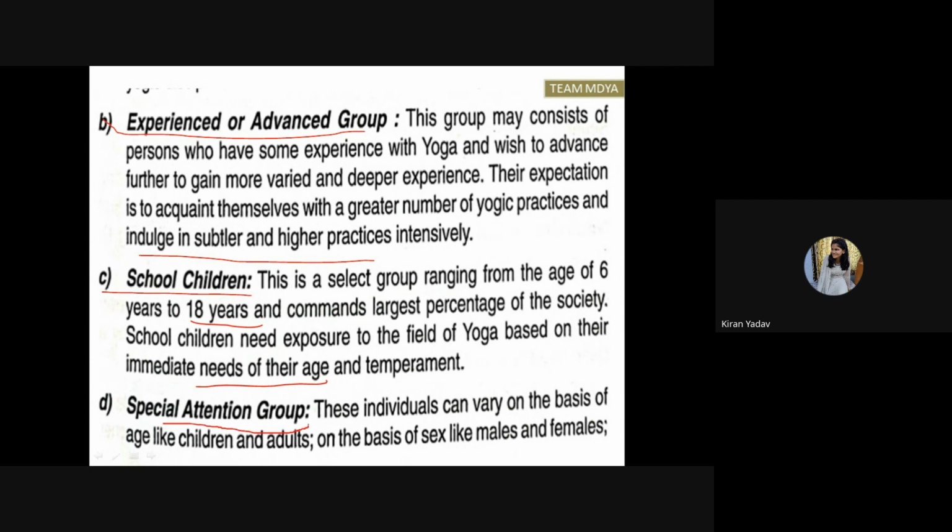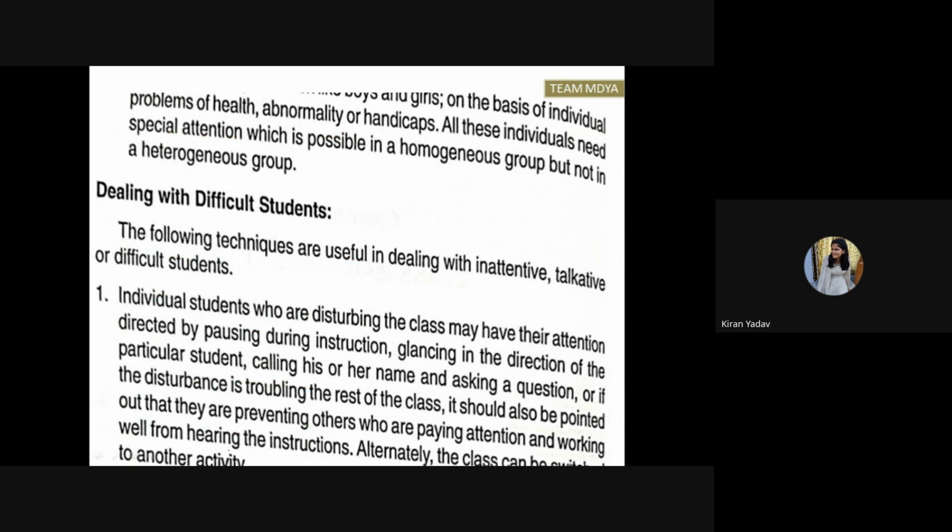Special attention group. These individuals can vary on the basis of age, like children, adults or old age people, or based on gender, males or females. Pregnant women can also be included in the special attention group. Then, on the basis of health problems, people who have any abnormality or handicaps all need special attention, which is possible in a homogeneous group. The group should be homogeneous and not heterogeneous for special attention group people.